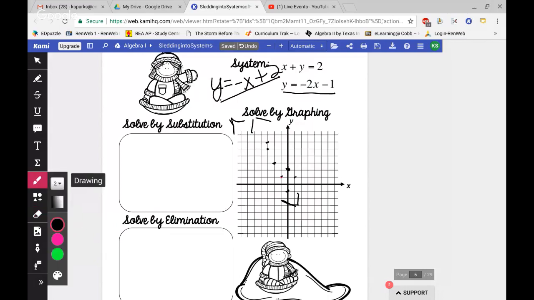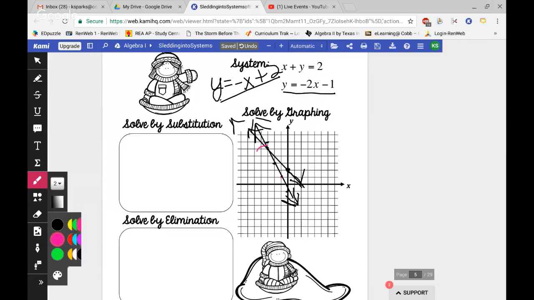Ugh. There we go. I think I'm getting it. Trying to get my lines straight while I draw on this screen is not always easy.